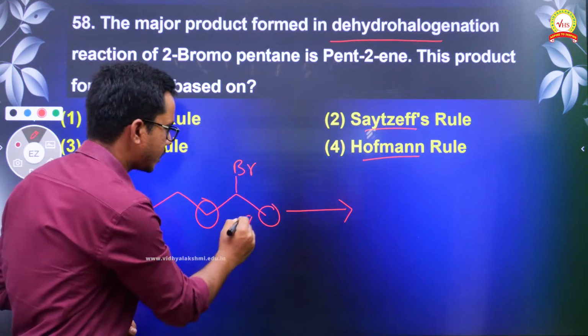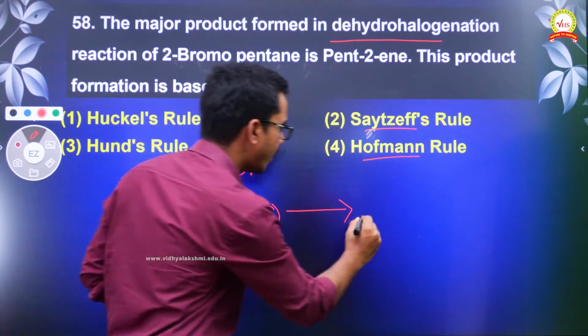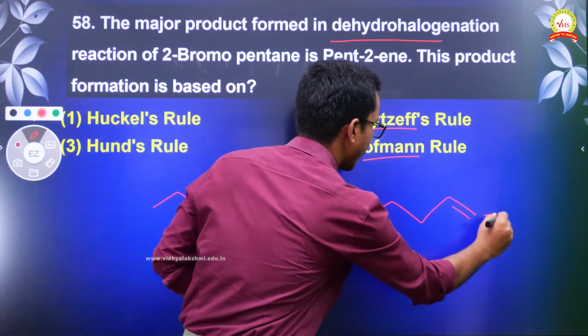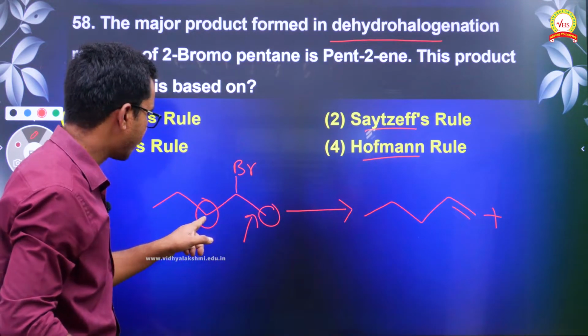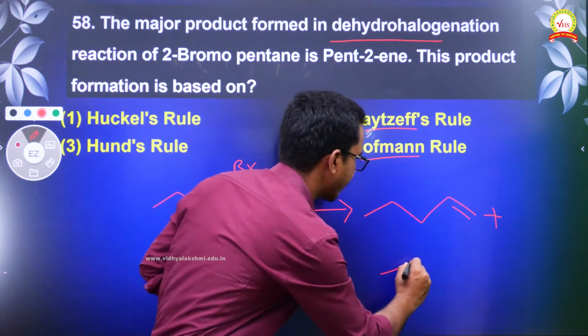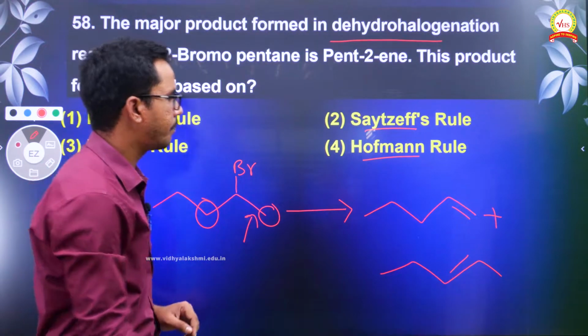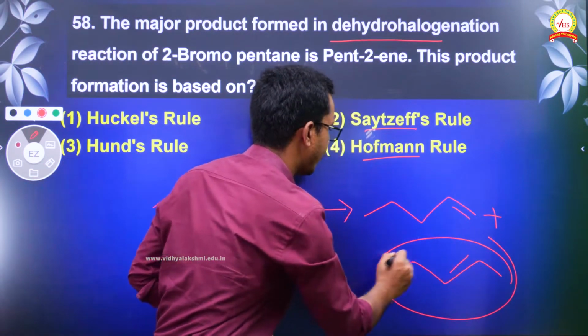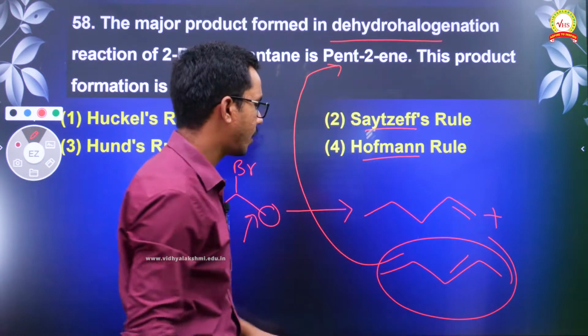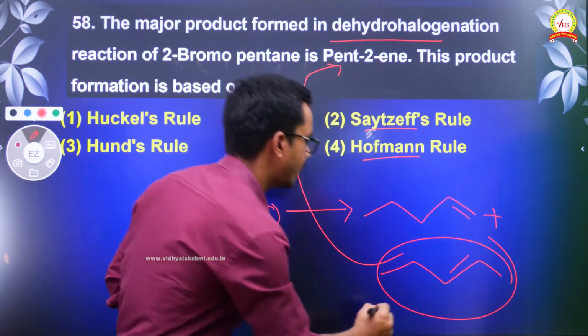Now if hydrogen gets out from this carbon, we'll get a terminal alkene. And if hydrogen gets out from the internal carbon, like inside, from this particular carbon, we'll get an internal alkene, like this. Now out of these two, which is the product given in the question? This one, right? What is this one? Pent-2-ene. Is pent-2-ene internal or terminal? This is an internal alkene.